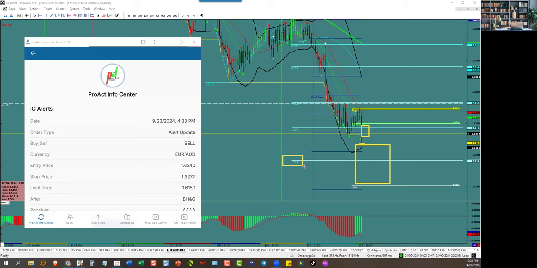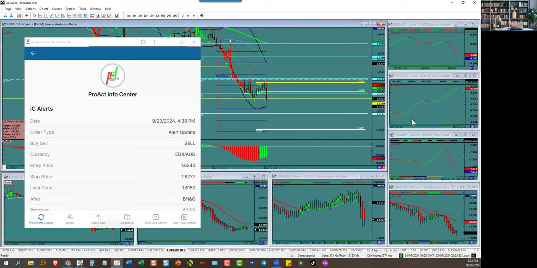What's the chart saying? We're going to go down. MACD says we're going to go down. Now I said, well, I need more confirmation. Okay, more confirmation than price action. Let's go look at it. What does it say? Yeah, we're going down.